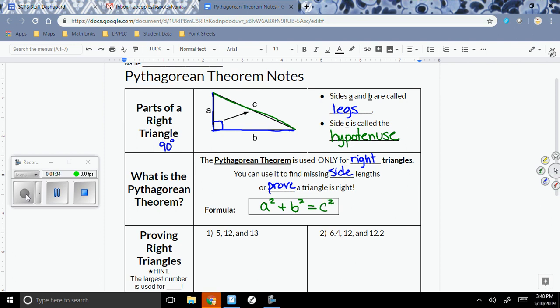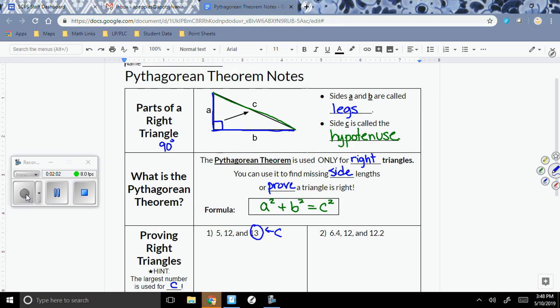All right. So our first thing that we're going to do is prove if these three side lengths that they give us make a right triangle or not a right triangle, using our Pythagorean theorem. So we have a hint here: the largest number is used for C. Looking at our first example, we have 5, 12, and 13. So 13 is my biggest number, so that's going to be my C.